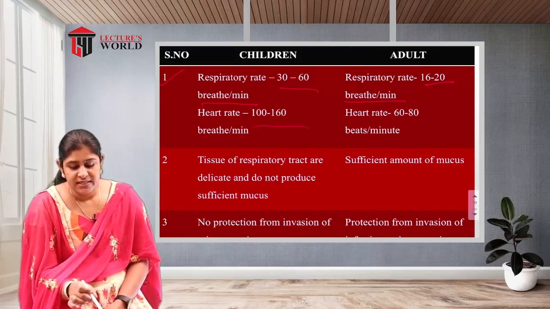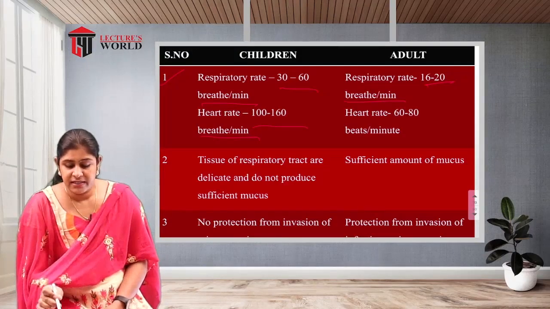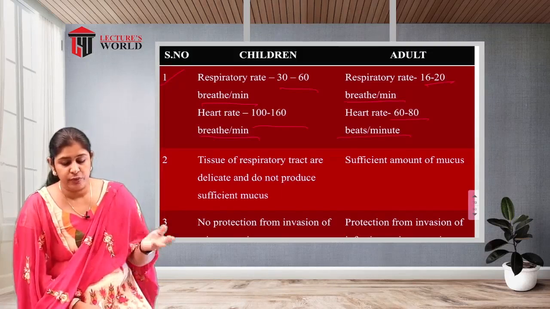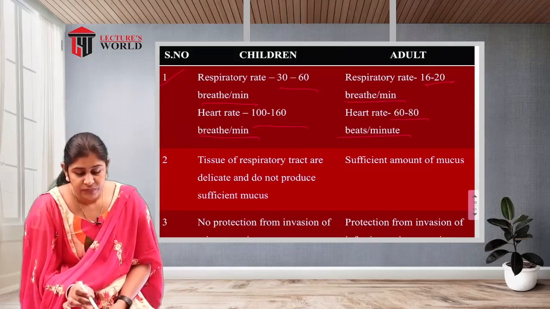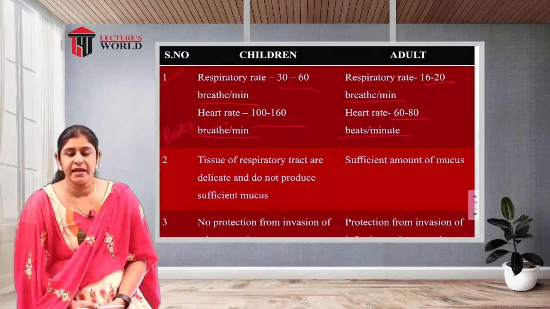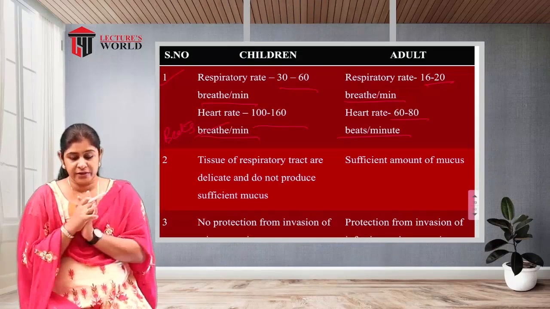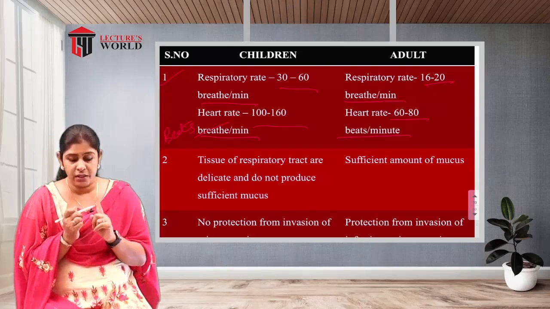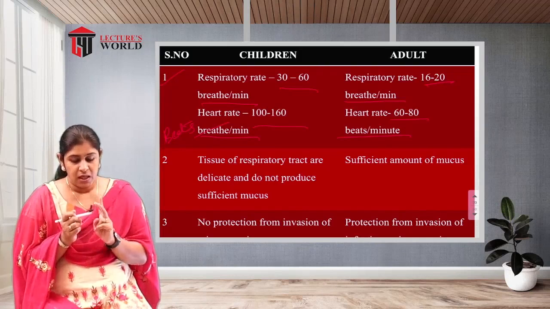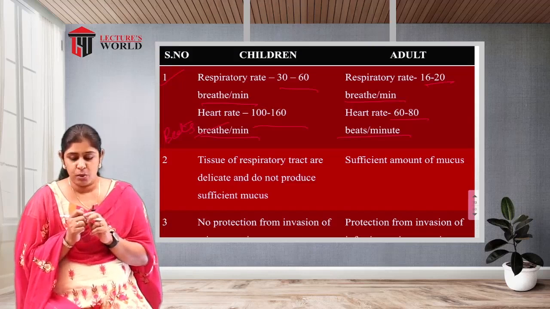Heart rate in children is 100 to 160 beats per minute, whereas in adults it is 60 to 80 beats per minute. So you can see the difference between children and adults. Respiratory rate in children is 30 to 60 breaths per minute, whereas in adults it is 16 to 20 breaths per minute. Heart rate is 100 to 160 beats per minute, whereas in adults it is 60 to 80 beats per minute.